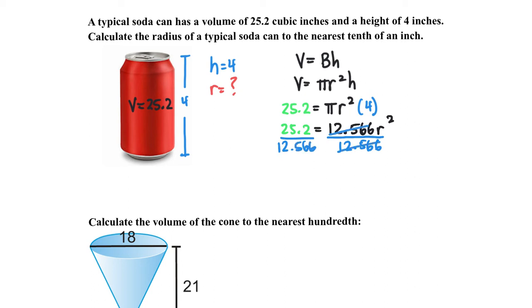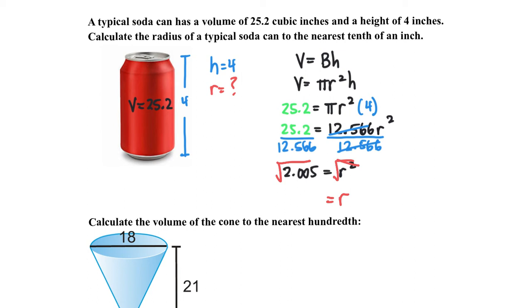And so I do 25.2 divided by 12.566, and that gives me 2.005 equals r squared. And in order to get r by itself, in order to undo this squared, I'm simply going to do square root on both sides. That undoes the squared and leaves me with just r. So now I need to take the square root of 2.005.